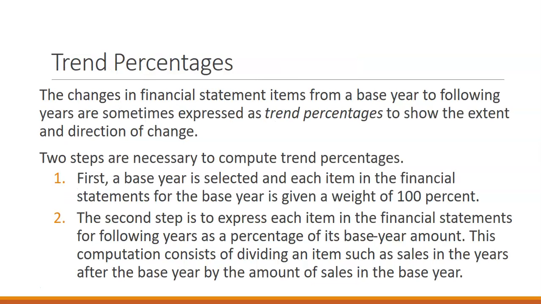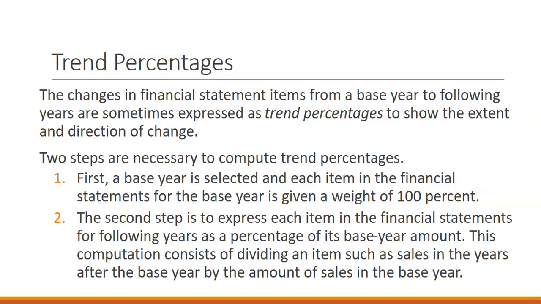Trend percentages is the next one that we would look at. Trend percentages is also called horizontal analysis because we're looking across a line horizontally to see a trend in change. We're comparing one item to itself from year to year. So first we select a base year, and then each item is weighed back to the base year.